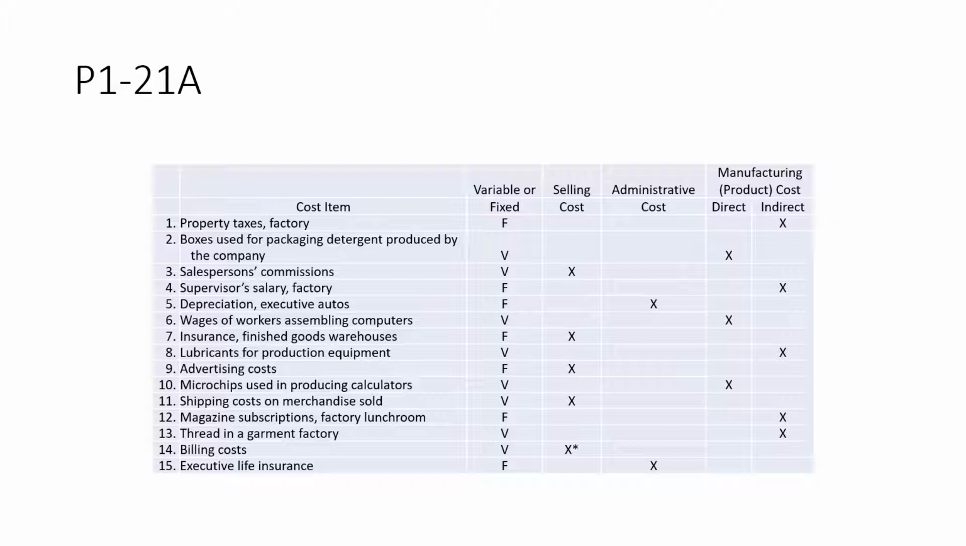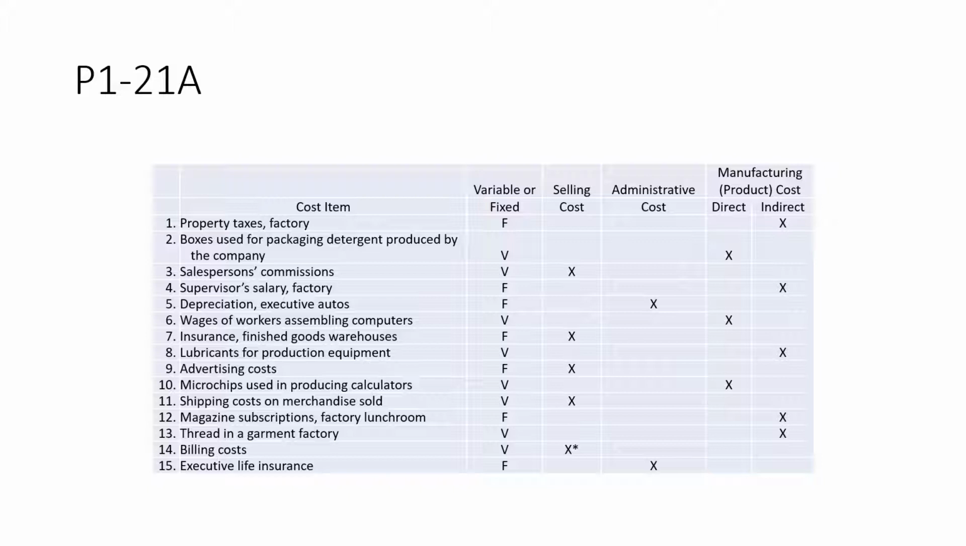Where do they fall? Property taxes, are they variable or fixed? They're normally fixed. Are they selling, administrative, or manufacturing? Well, it depends on what the property taxes are. Here they're for the factory. They would be indirect fixed costs in the manufacturing process or product, so they would be included in the cost of the product.